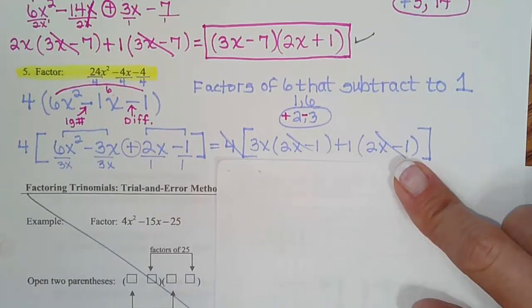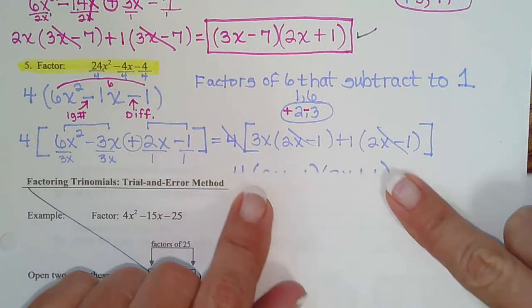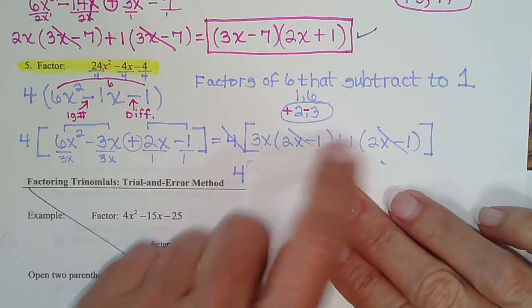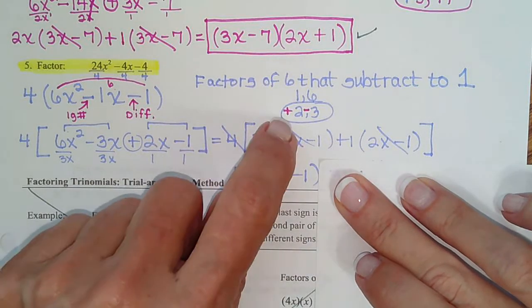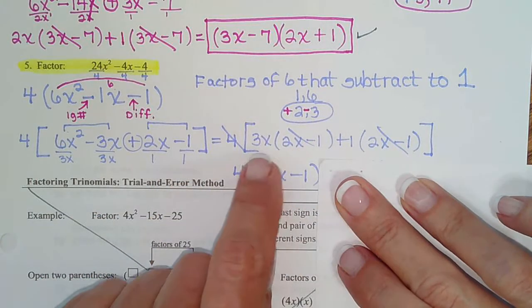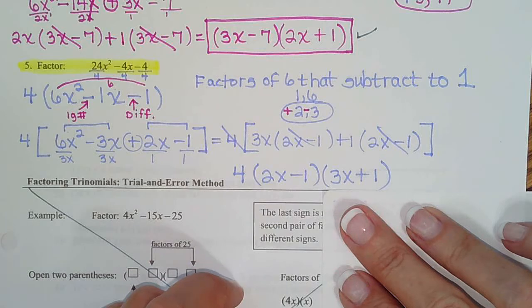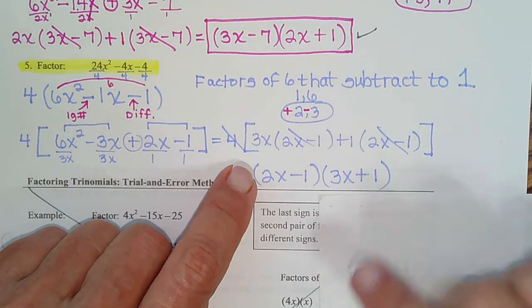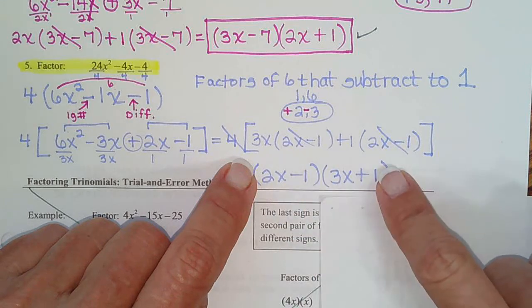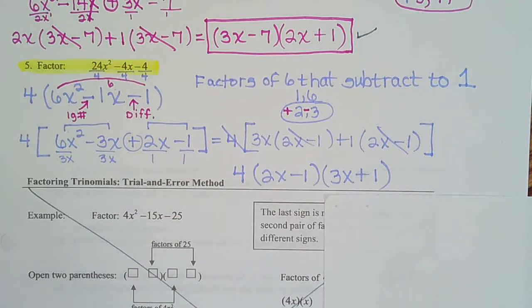So now I say, oh, I have matching binomials. So I bring the 4 down. I bring down the GCF 2x minus 1. I cross them out because I already have them written. And then in the second parentheses, I write what's left. So on that one, when you were going to check it, you would FOIL first, then multiply by the 4 to make sure you get that back.